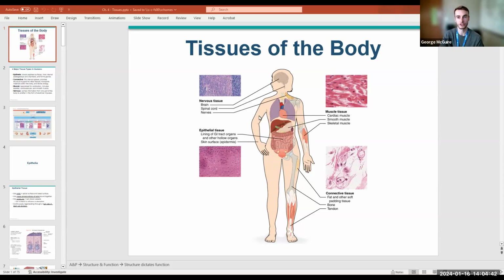So we're only going to briefly address muscle and nervous tissue in this slide deck from this chapter, and we'll go more in depth with them later. And same thing goes for bone, which is technically a type of connective tissue. We're just going to briefly address bone, but we do have an entire chapter on osseous tissue.